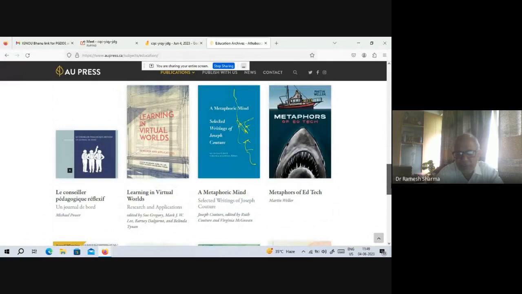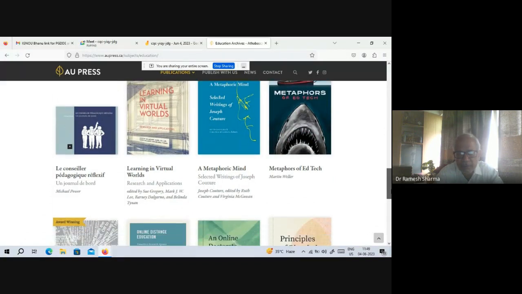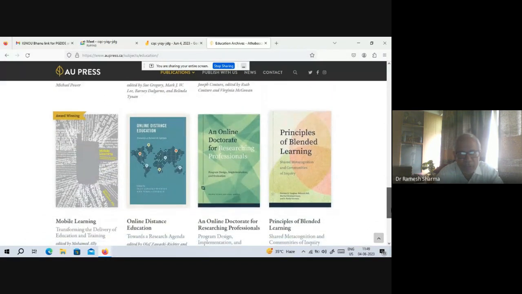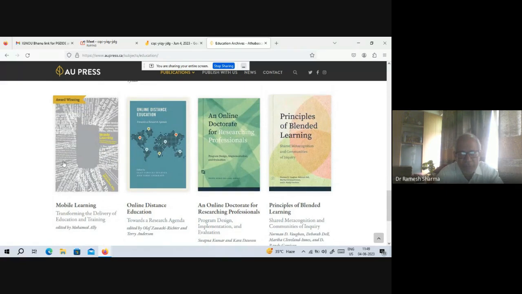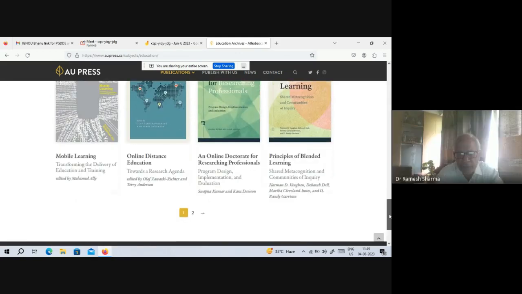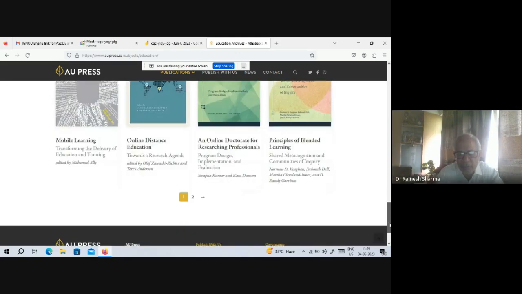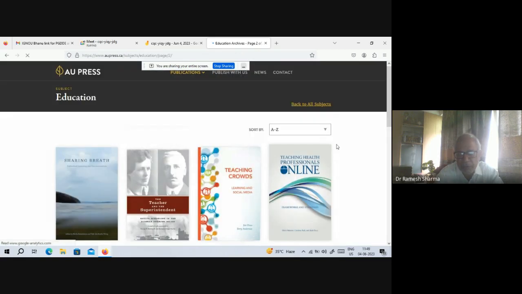And then here is mobile learning. This book is an award-winning book. It is online distance education, a world review of that, principles of blended learning. Then this is online doctorate for research professionals. There are many good books on this platform which can be downloaded.